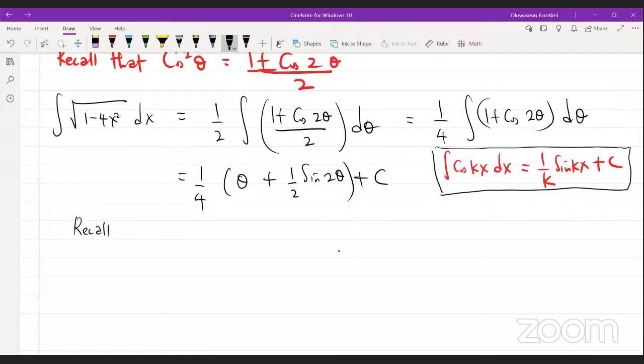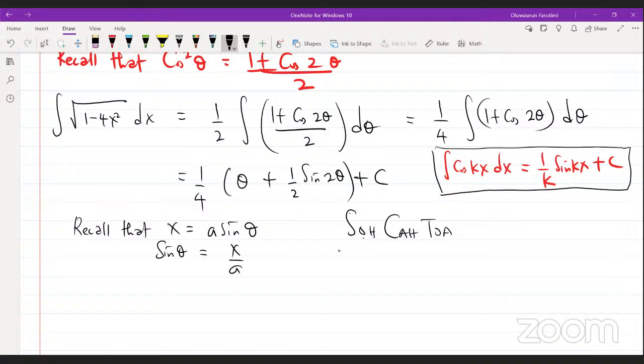So you want to recall that x equals a sine of theta. But do you remember the SOHCAHTOA? Sine is actually opposite divided by hypotenuse. Cosine is adjacent divided by hypotenuse. What about tangent? Opposite divided by adjacent. Okay, so what do I do, guys? That means my sine of theta is just x over a.